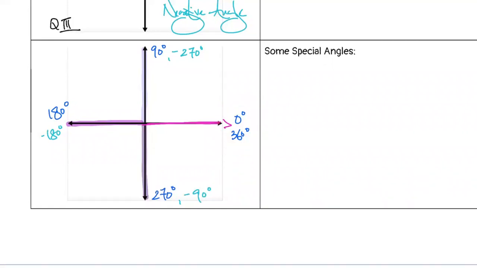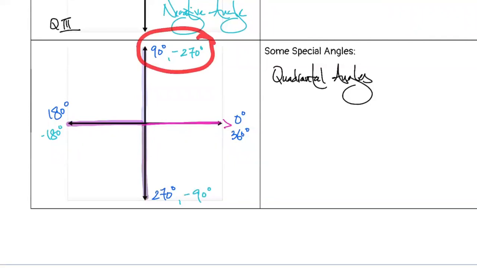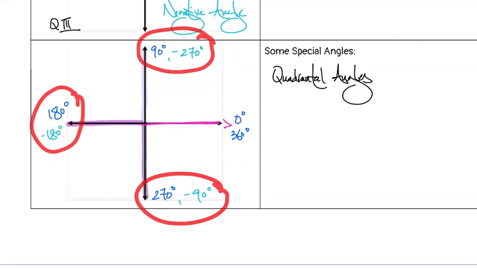But the ones that we've highlighted here, the ones that divide up the quadrants, are called quadrantal angles. The quadrantal angles are the ones that divide the quadrants. And these are really quote unquote nice numbers for us to know: 90 or negative 270, 180 or negative 180, 270 or negative 90, and 0 or 360.